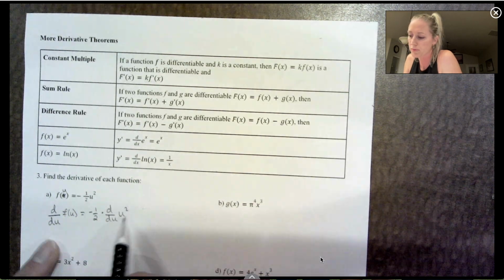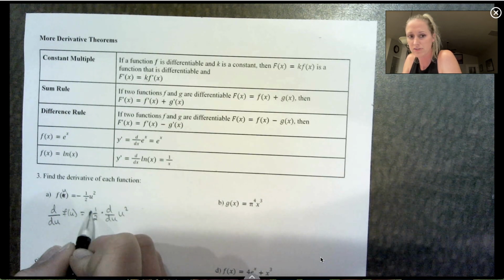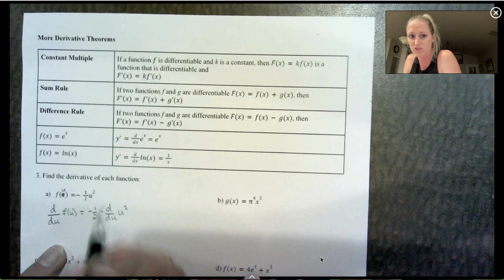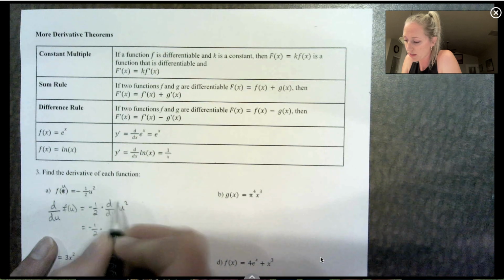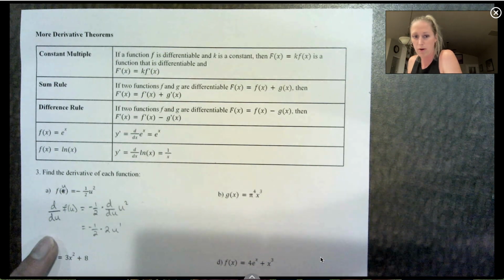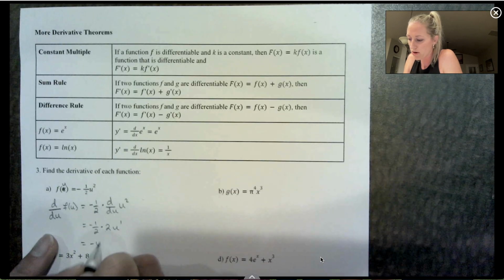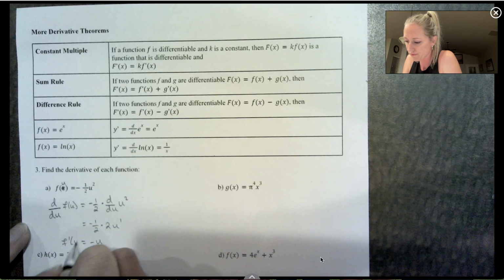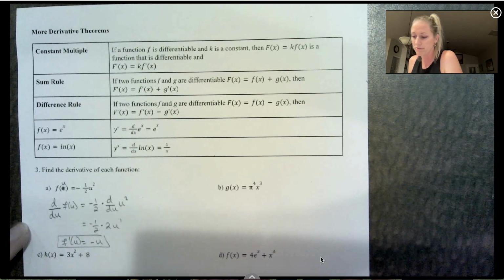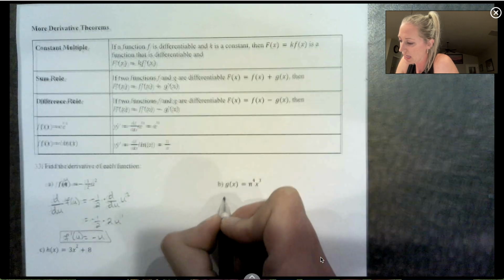We know our simple power rule is bring that exponent down and decrease it by 1. So what this negative 1/2 does is it just ends up multiplying by this derivative. So we're going to get negative 1/2 times, bring down that 2, and then decrease the power by 1. Then I can go ahead and do negative 1/2 times 2 to get negative 1 u to the first. So my derivative of f is negative u. Okay, g prime, we can do the same thing.